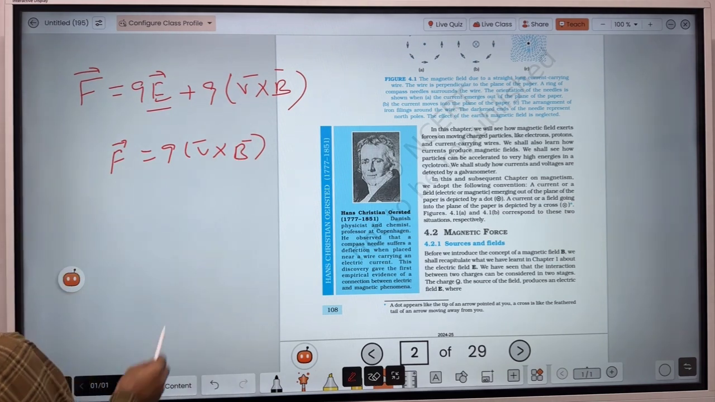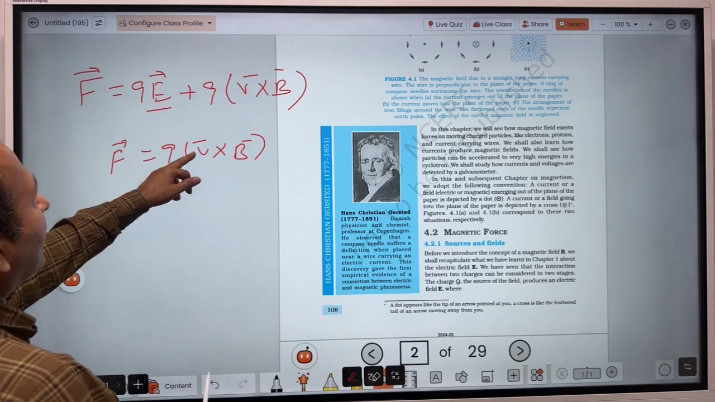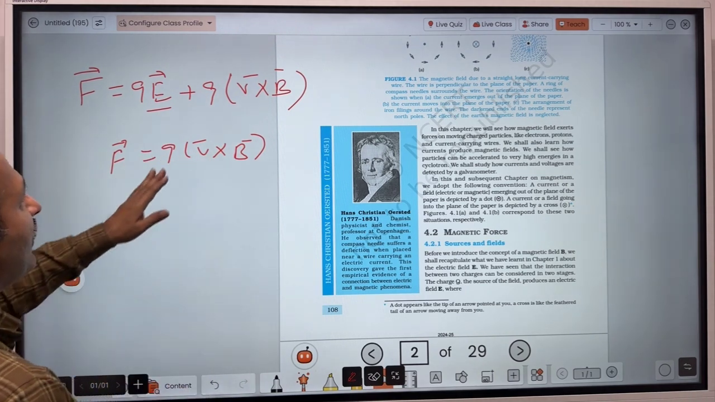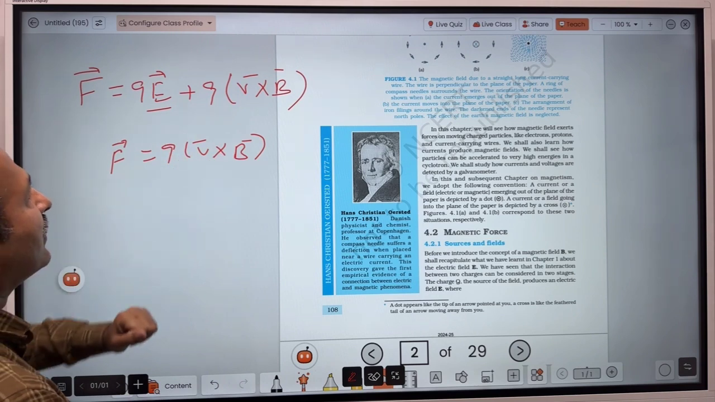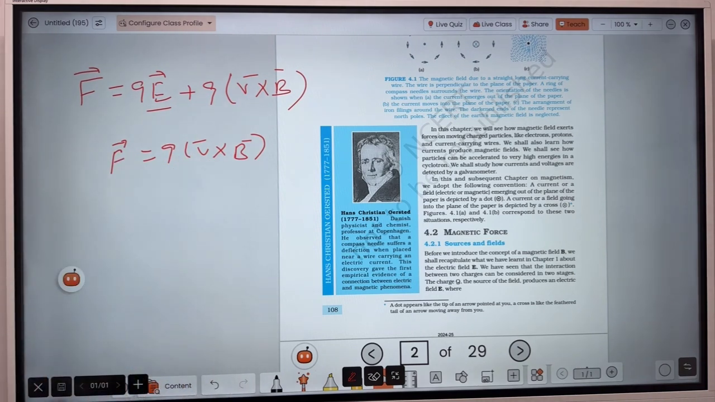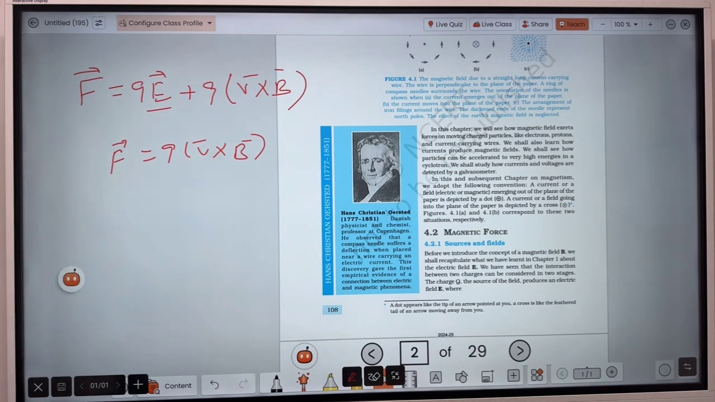Now, V cross B being a vector, V cross B will be another vector whose direction will be perpendicular to both V and B. So if you want to determine the direction of F, then you have to use the concept of cross product. Thereby you will get the direction of F.